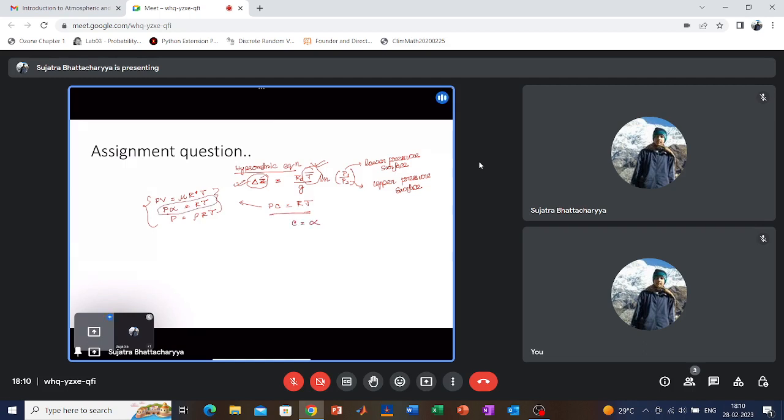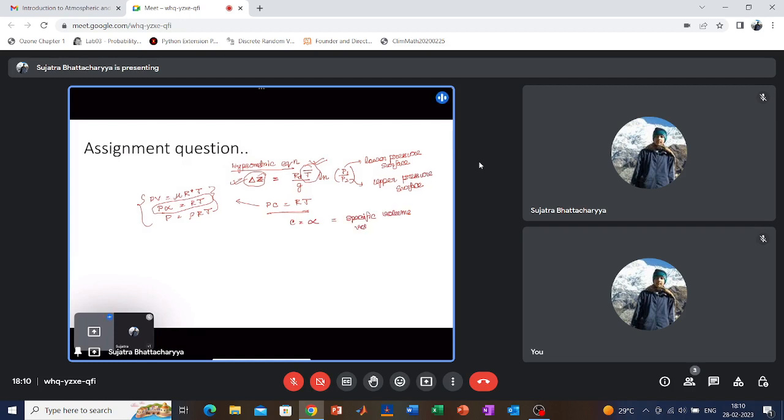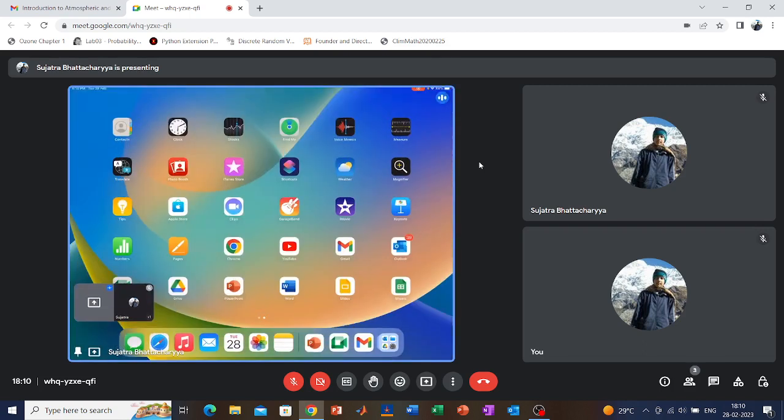And what did we define alpha as? Alpha is the specific volume. And what is the meaning of specific? It means per unit mass. So this is volume per unit mass. That's all. Therefore, that question's answer should be specific volume.